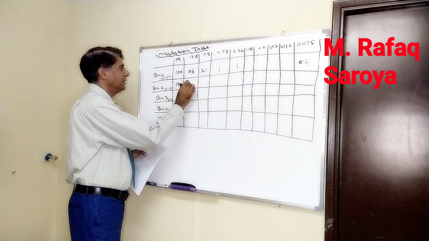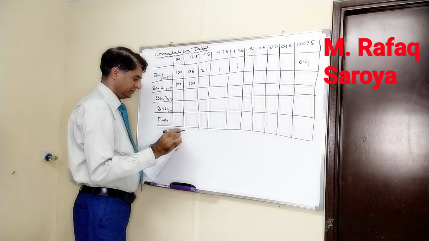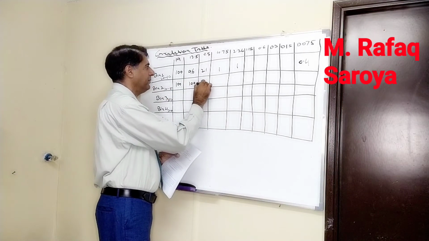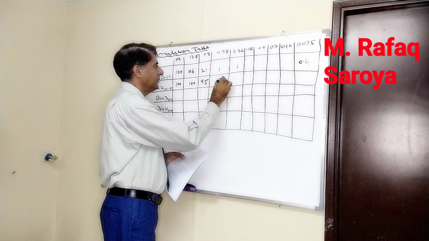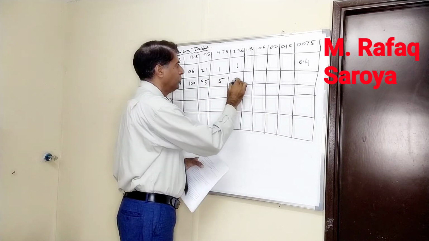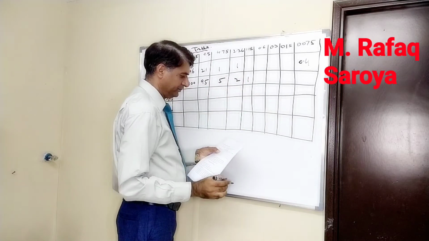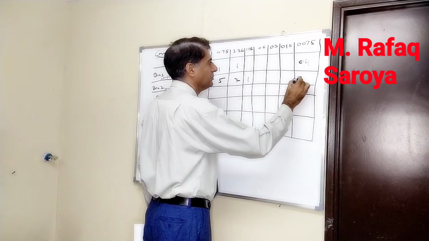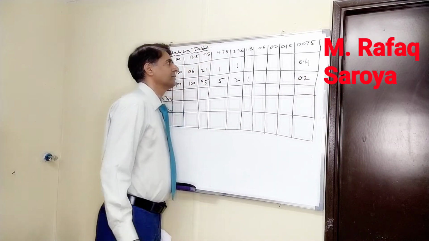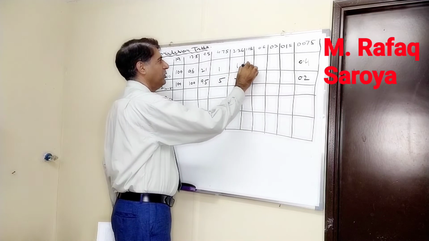100, 100, 95, 5, 2, 1 and 0.2. This blank means it is 0.